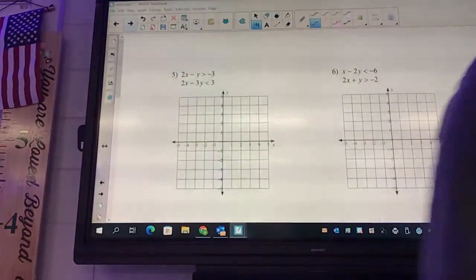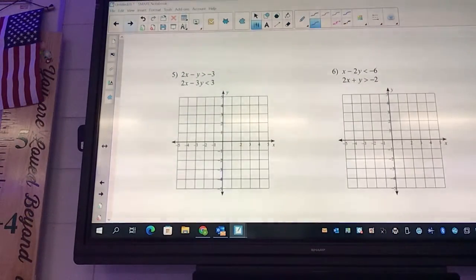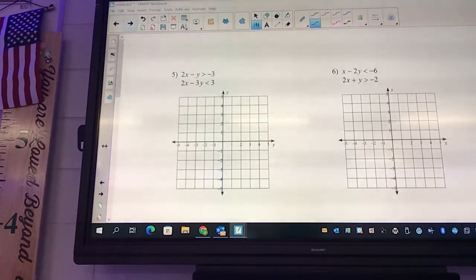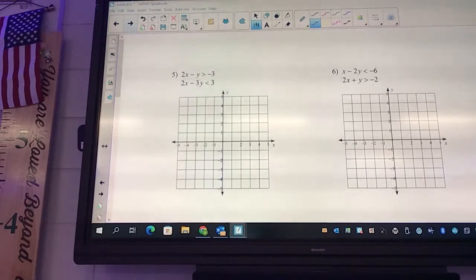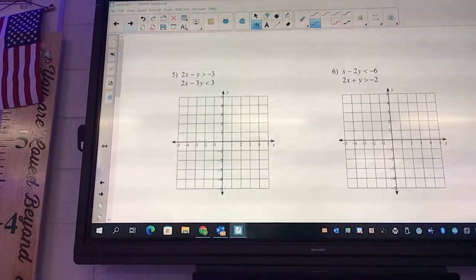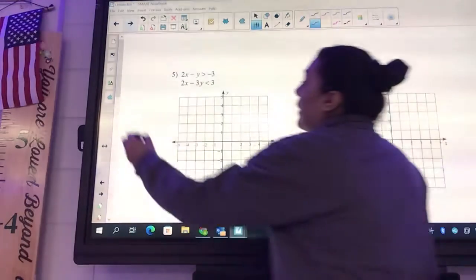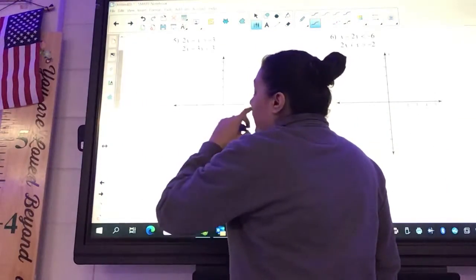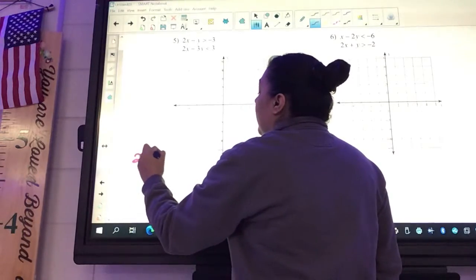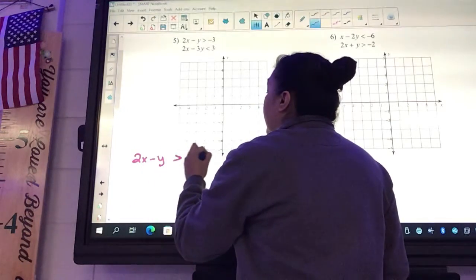Okay, look at 5. Is y by itself? No. Okay? Now, I don't want to discourage you, but these are the ones that you guys were struggling with before. Okay? So, we got 2x minus y is greater than negative 3.